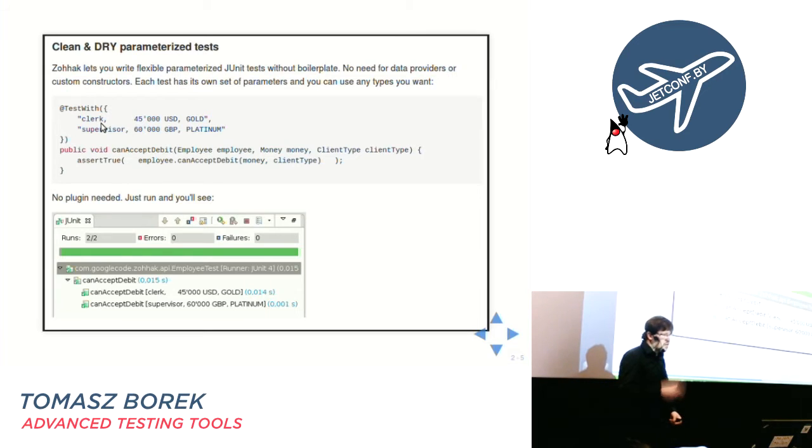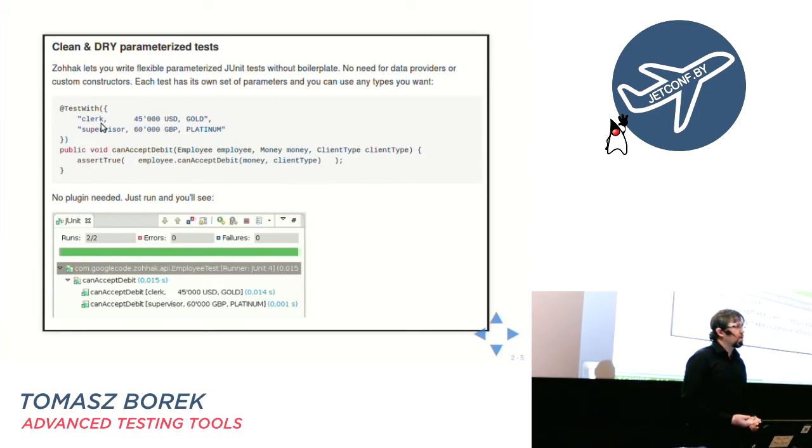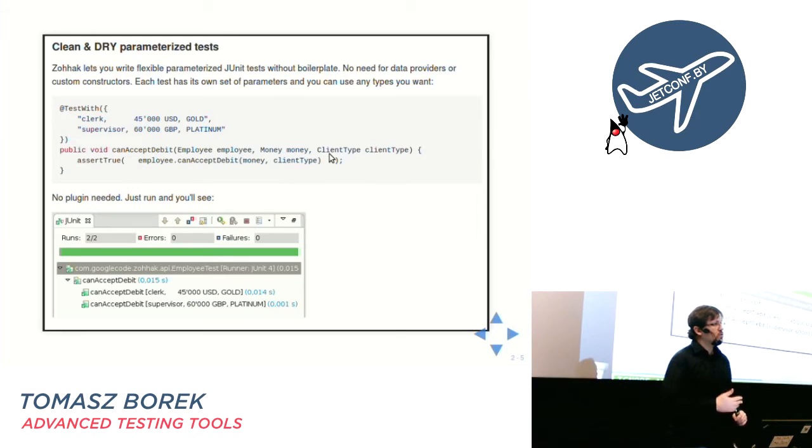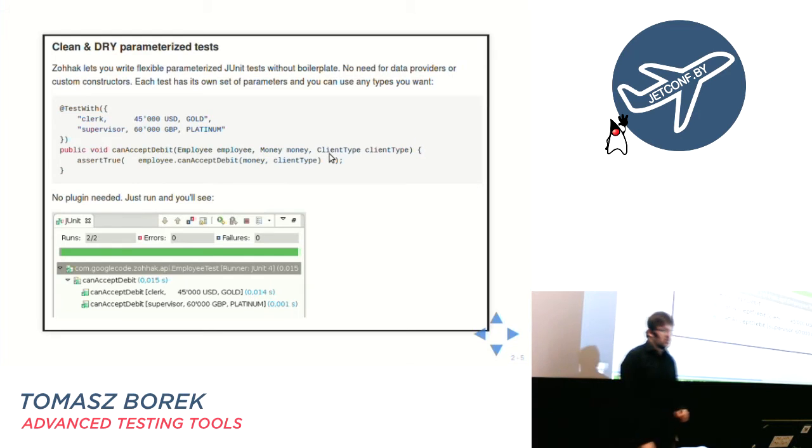So Zohhak actually coerces the parameters into becoming your objects. Because as you can see, while we have strings over here, we have objects over here. We have employee, we have money, and we have client type, and these are all types. These are not Java primitives or Java objects or Java wrappers. These are our types. So what you need for coercion to take place is a constructor which accepts a string and is able to construct your object. Once you have that, Zohhak will be able to use that constructor to coerce a string passed through the annotation into becoming your object injected into the test. So a fairly good and strong concept.